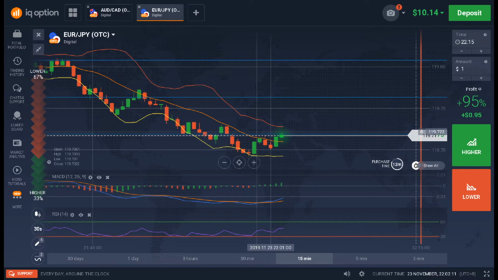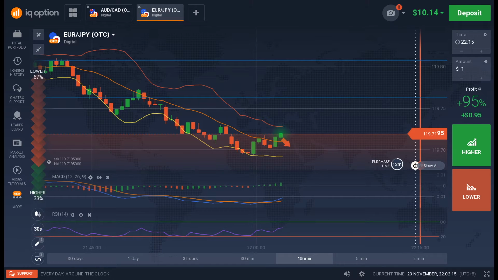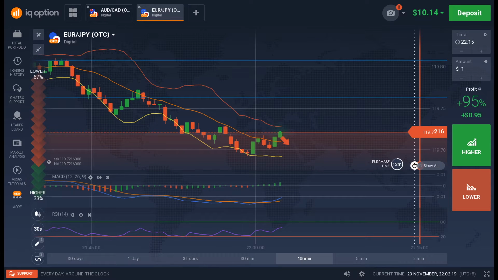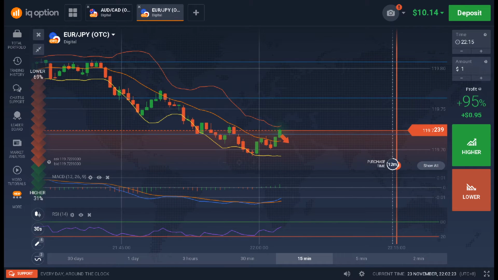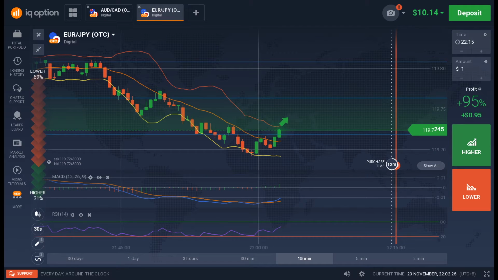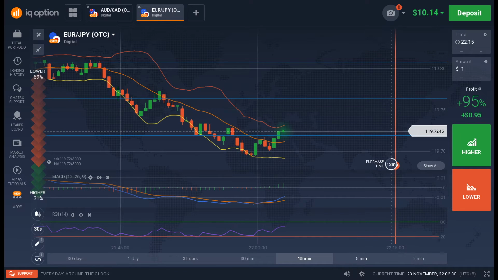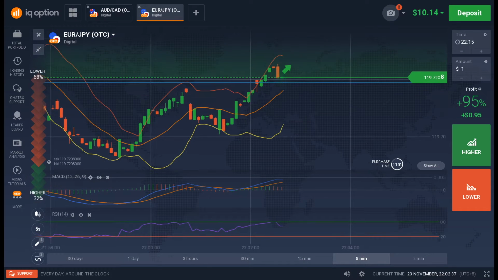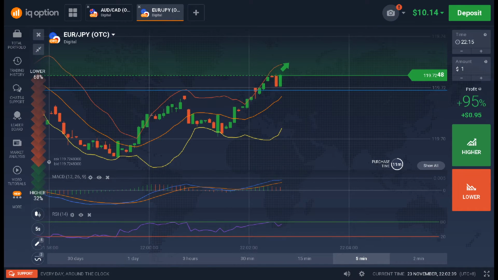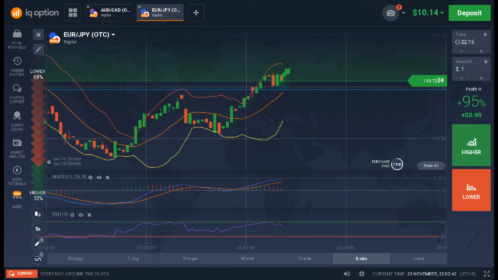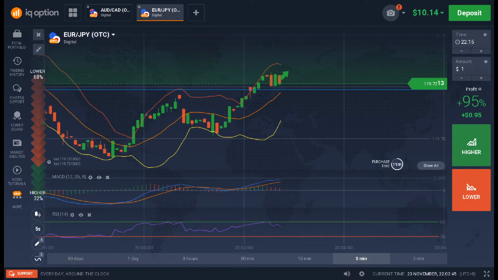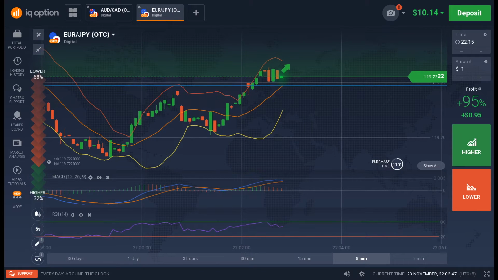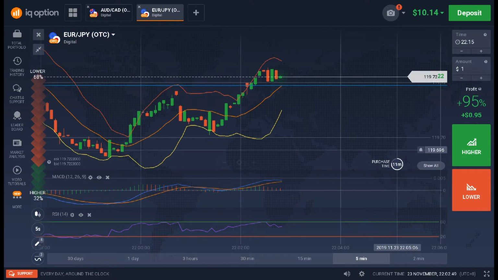So I drew a possible resistance there. Let us see if it will continue to break that resistance. Okay, looks like it will break that resistance, so it might create a brand new support there. Let us see. Oops. Let's check. Hopefully it. See that. Oh, there you go.